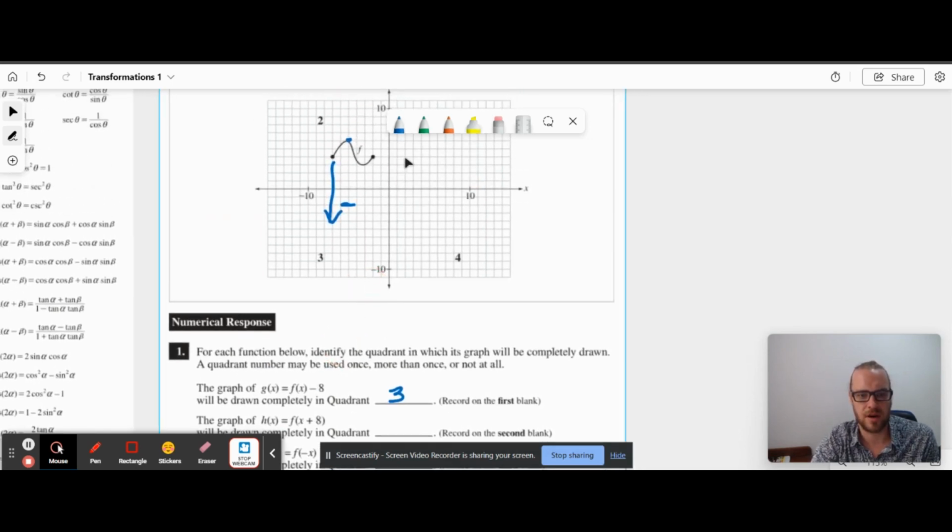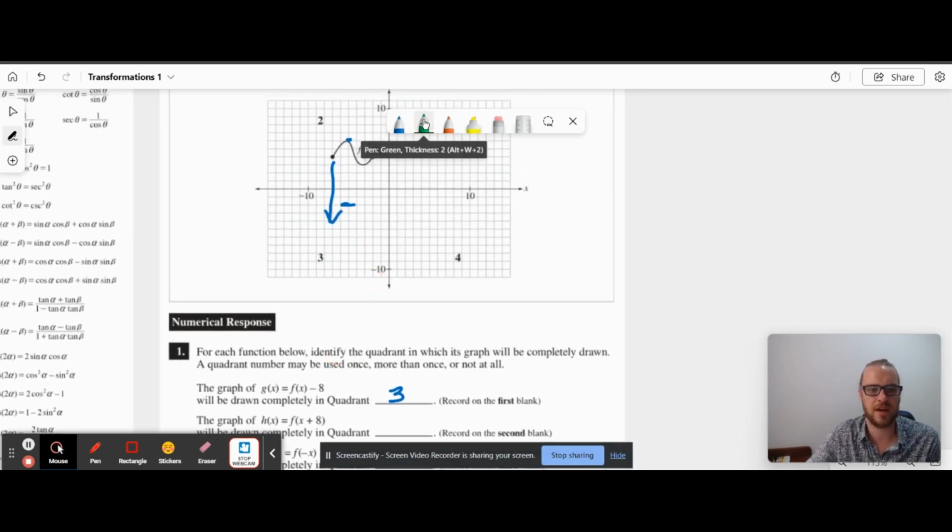And if we go and look at our graph up here, if we were to take that whole thing and move it to the left, it's going to stay in quadrant 2. It's not going to change anything. So that means that over here, we're going to remain in quadrant 2.